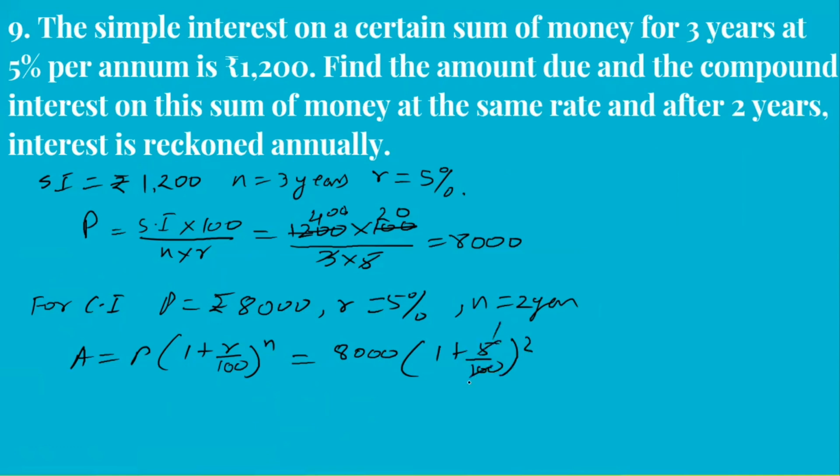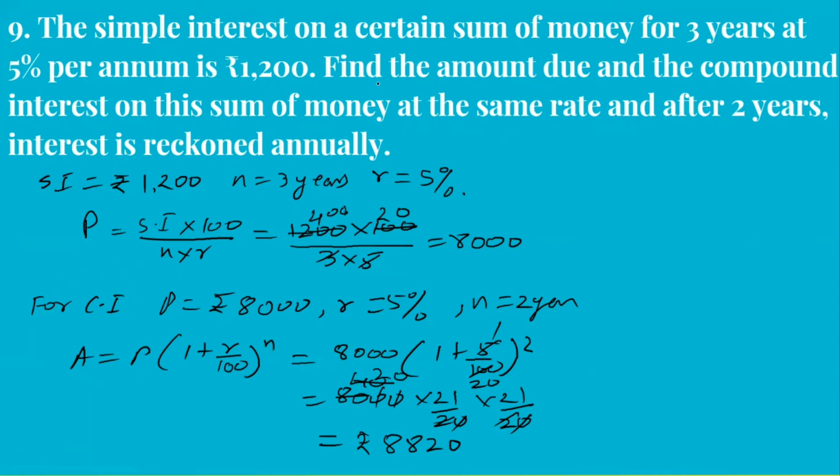5 ones are 5, 5 20s are 100. So 20 plus 1, 21 upon 20. So let us simplify 8,000 into 21 upon 20 into 21 upon 20. Simplify: 2 40s are 2 20s are 40, 21 into 21 is 441. 441 into 20, you get it as rupees 8,820. Okay.